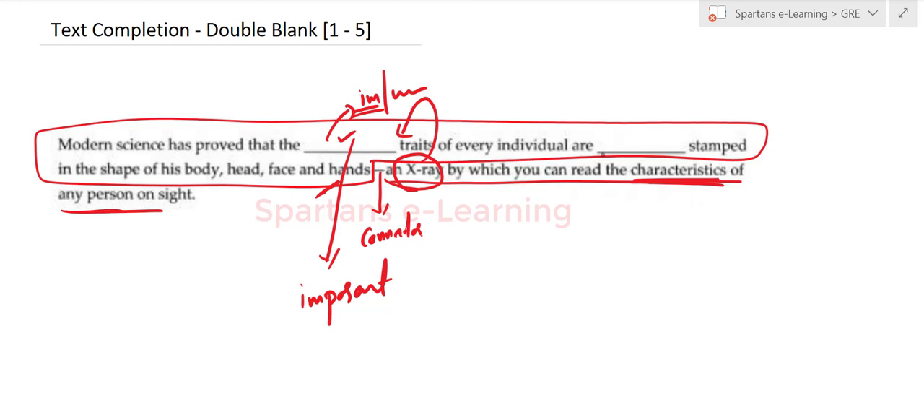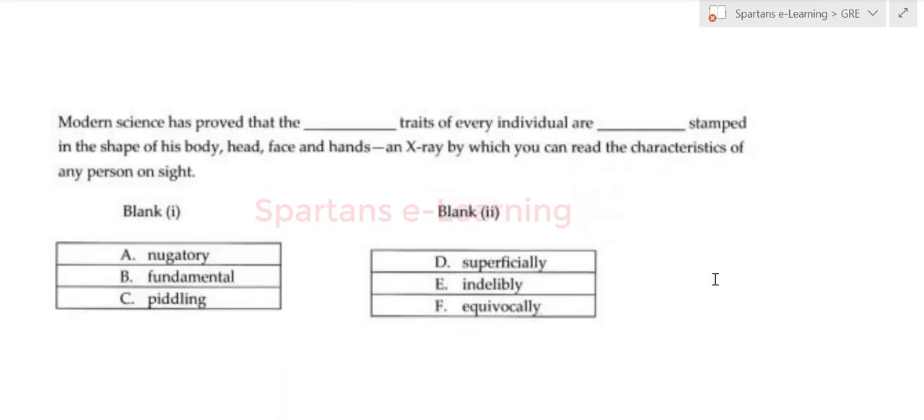Now for the second blank you can take the help of options, right? So let's check the options. Now see here, modern science has proved that the fundamental traits. Here the traits are important traits, and fundamental means the basic traits. So here the blank will be fundamental. Now you can cross out this option and this option. Why? Because nugatory means of no value, trivial, and piddling also means trivial. Someone who is good at vocabulary will straight away cancel these two. Why? Because option A and option C mean trivial. Since we are looking for a unique answer in this blank, we can directly cross out nugatory and piddling.